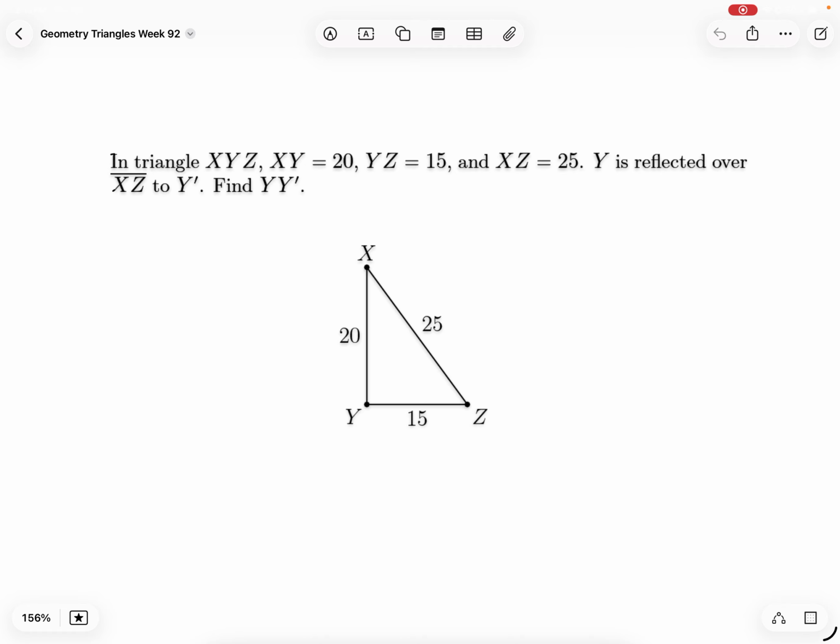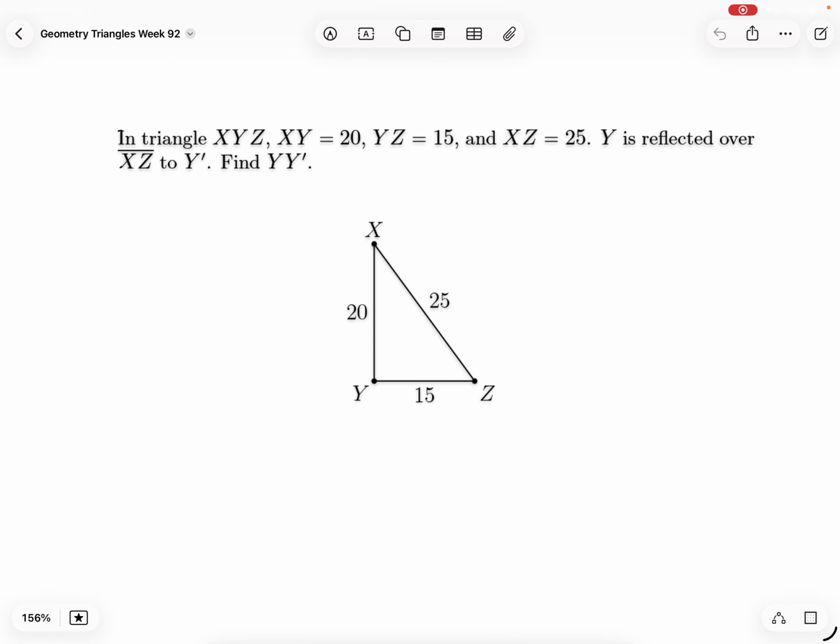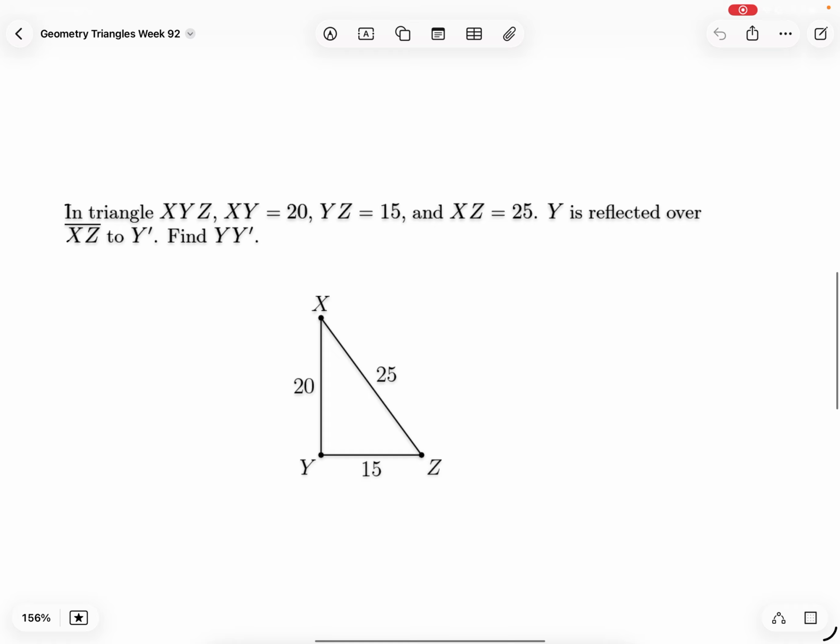In this video, we'll be solving this geometry problem involving triangles, altitudes, and reflections. Okay, here's the problem statement. In triangle XYZ, XY equals 20, YZ equals 15, and XZ equals 25. Y is reflected over XZ to Y prime. Find YY prime.